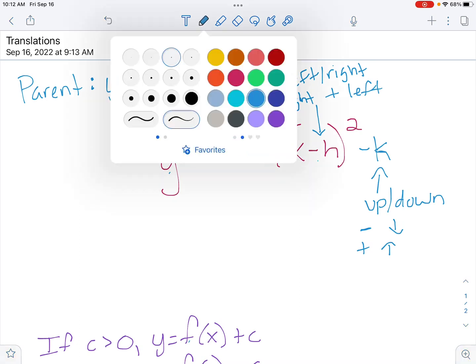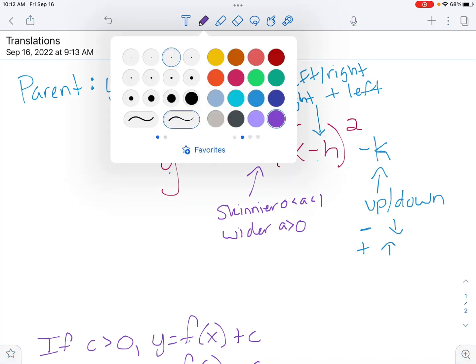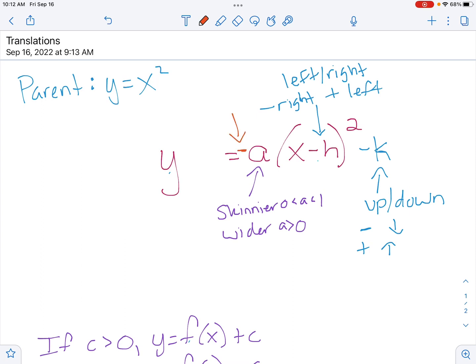Okay, now the a in front, that's going to make our graph skinnier or wider. It's going to be wider if a is bigger than 1. It's going to be skinnier if a is between 0 and 1. If there's a negative in front of the a, it flips the graph over the x-axis.